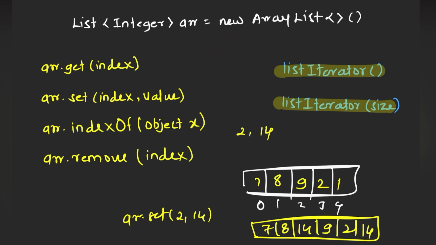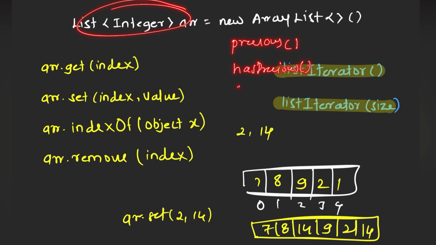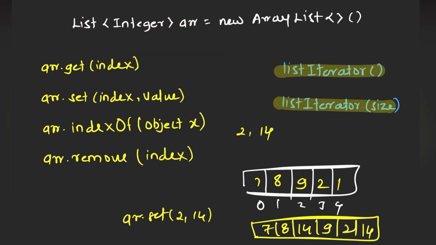But apart from those 3 functionalities, the list interface has some additional functionalities, for example previous, then hasPrevious. So these are the additional functionalities which are not present in my collection interface, but my list interface contains these things. Then it's called set, and it also contains a remove. So this is the beauty of the list interface, which gives you some additional functionalities.